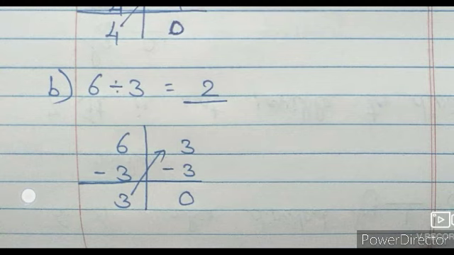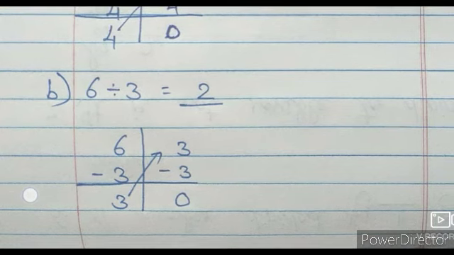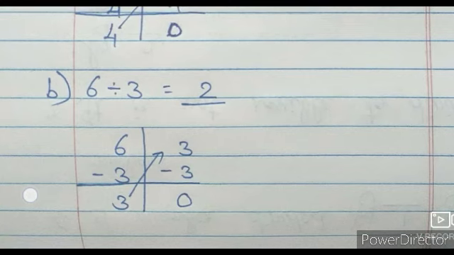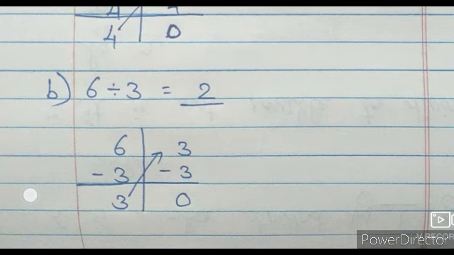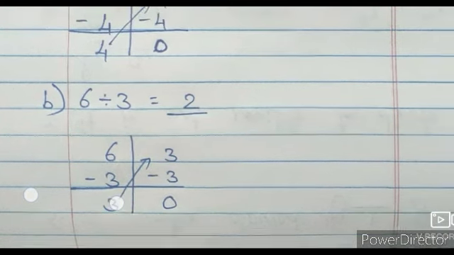Now see the next one. 6 divided by 3 equal to. So you have to subtract 3 again and again from 6. Let's do 6 minus 3. So say 6 in your mind. Take 3 fingers before 6. 5, 4, 3. So you got 3.